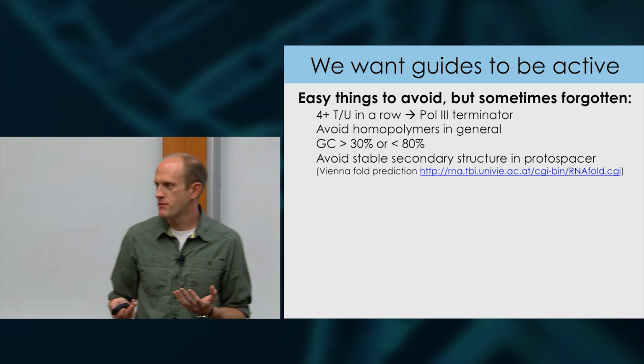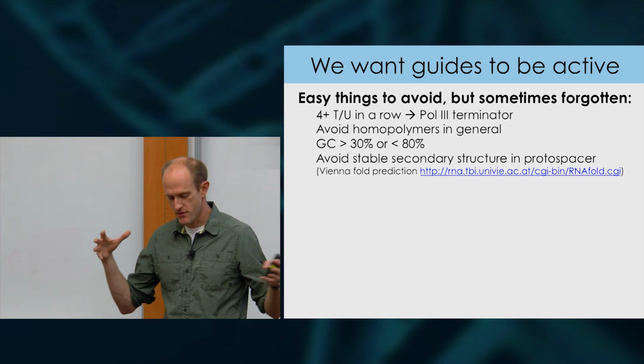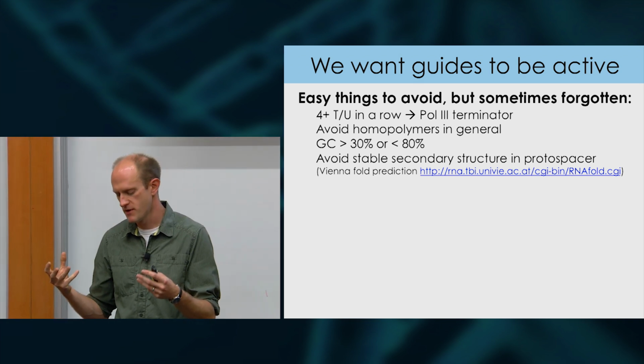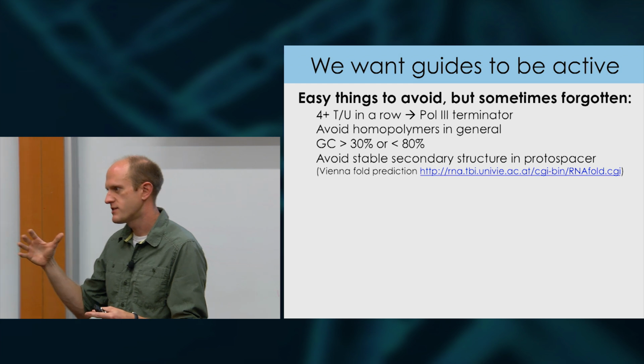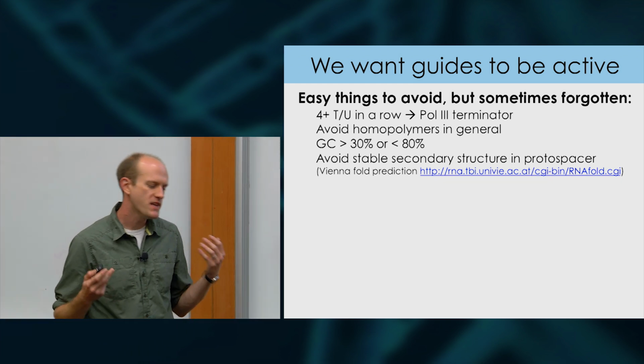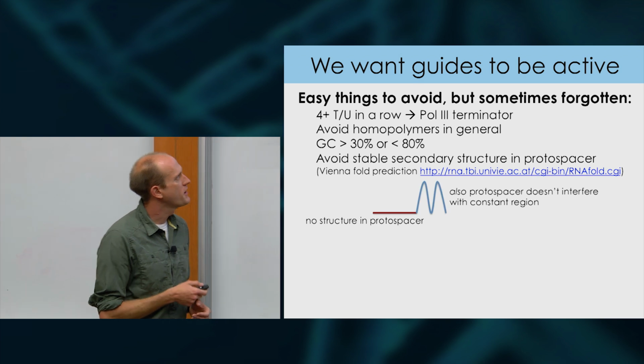Cas9, to some extent, is probably going to be able to take care of that because the protein has energy to be able to remove secondary structure and enforce the type of binding that it wants, but we don't really understand the details of that. So in general, you would want to avoid the following.